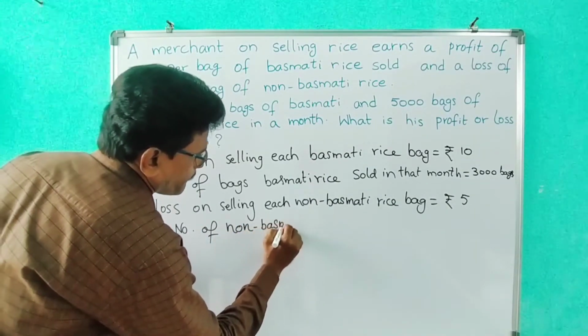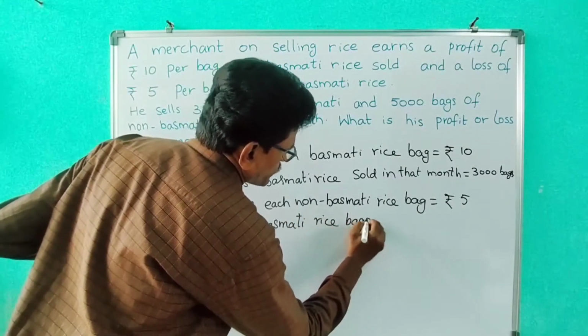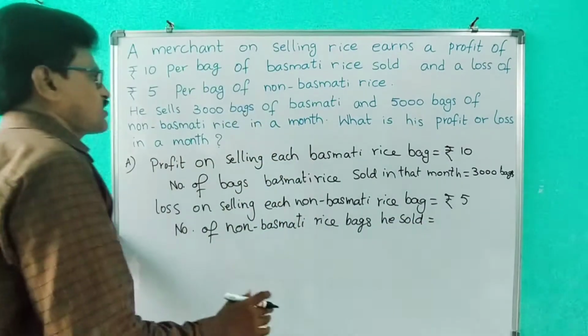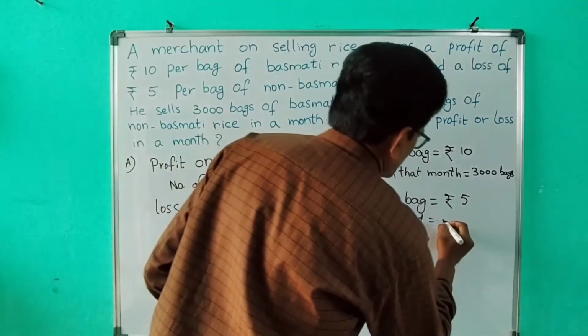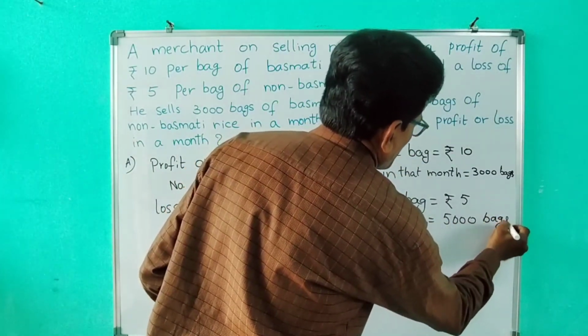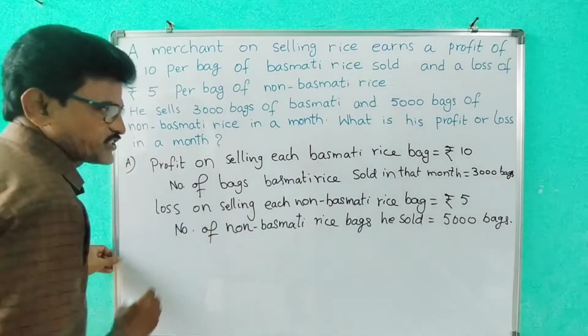Like this, number of non-basmati rice bags sold in that month. How many bags of non-basmati rice? 5000 bags. Okay, 5000 bags. Now we will see the calculation.